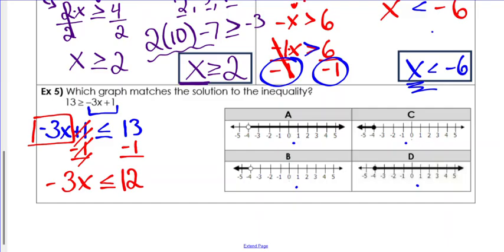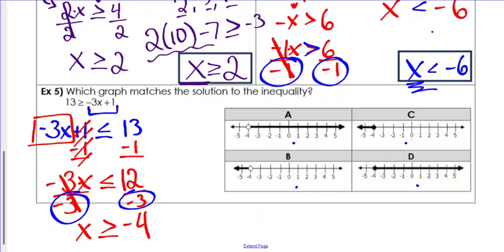In my last step, I have multiplication here. To cancel out multiplying, I'm going to use the opposite operation. I'm going to divide by that exact number. You divide by negative 3. So you get x is greater than or equal to negative 4. When you divide by a negative number on both sides, the sign flips. So now it becomes a greater than or equal to symbol.